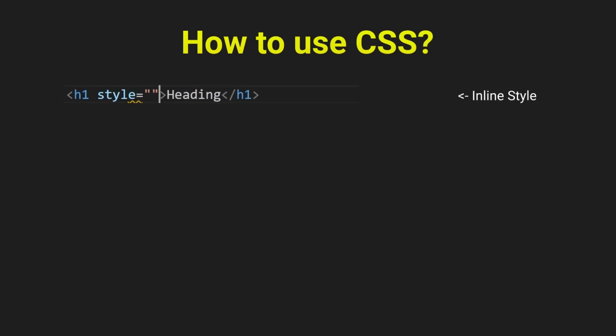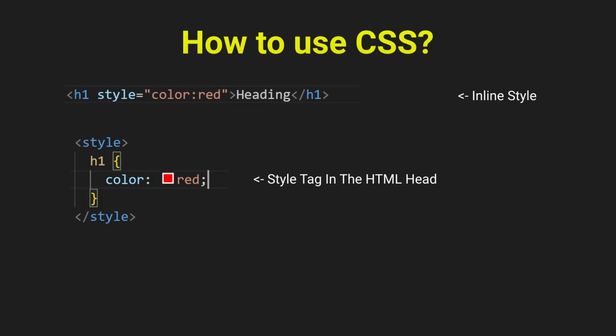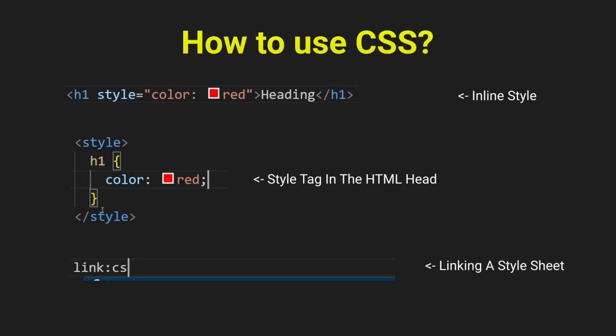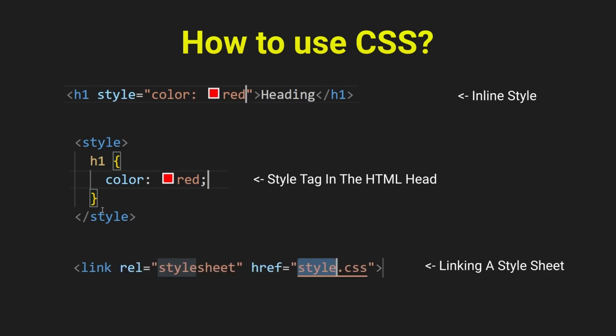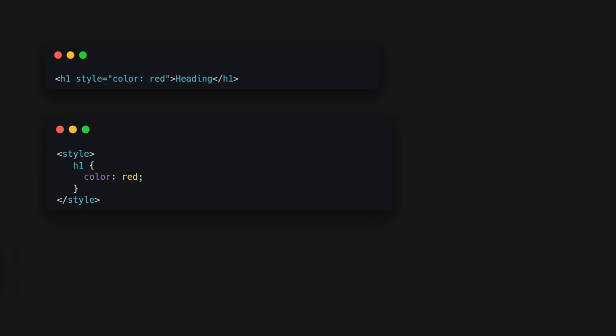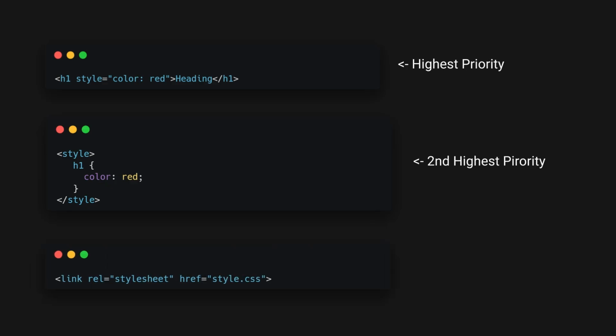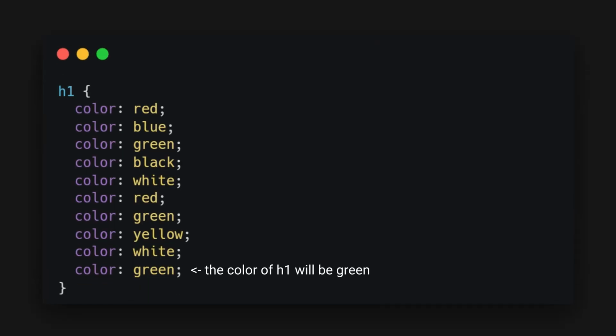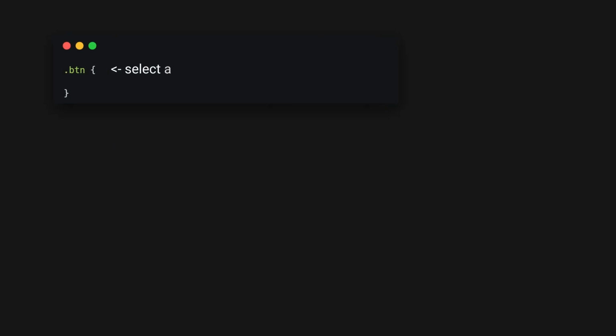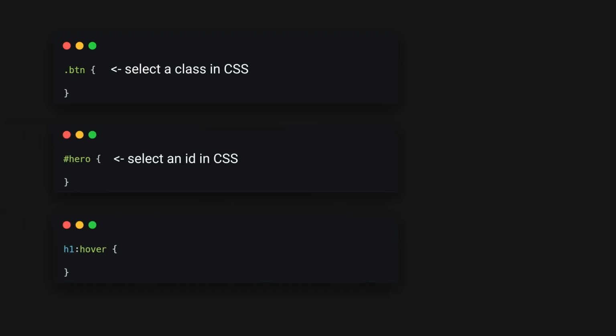There are three ways to use CSS. Inline, using the style attribute. Internal, using a style tag inside HTML. External, by linking a separate CSS file, which is the best practice. The cascading in CSS means that styles are applied in order of priority. Inline applies before internal, which applies before external. And if the same rules exist, the last one wins. CSS also uses selectors like the class .button, IDs like #hero, and pseudo-classes like :hover to style elements interactively. In short, HTML builds the foundation, CSS makes it beautiful.